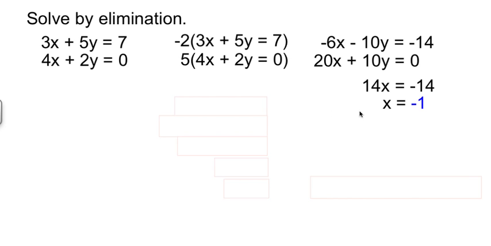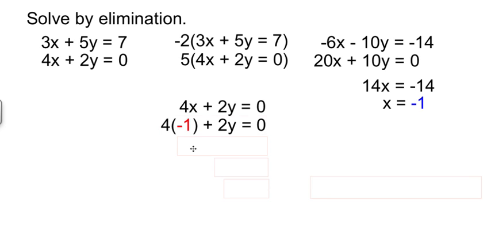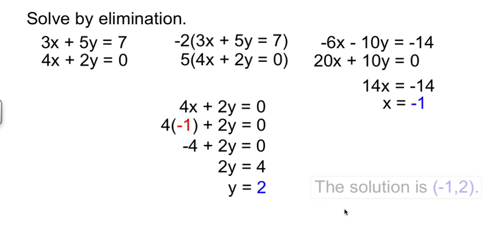Now we take that negative 1 and we can plug it into either one of these two original equations. I picked the bottom just because. No special reason. So plug the negative 1 in. Clean that up, and that gives us negative 4. We'll add the 4 to the other side, and we get y equals 2. So just like I mentioned on the last page, we need to report it as a point, negative 1, 2.